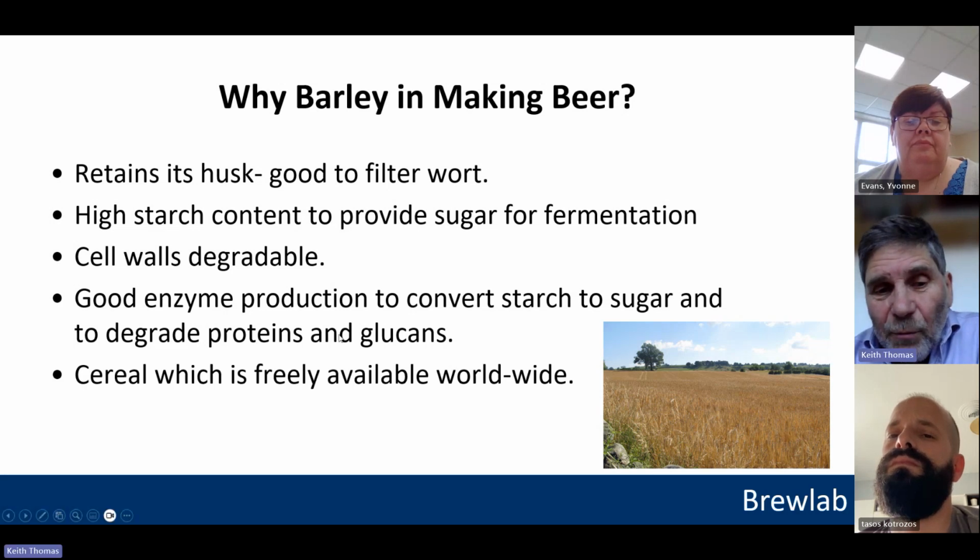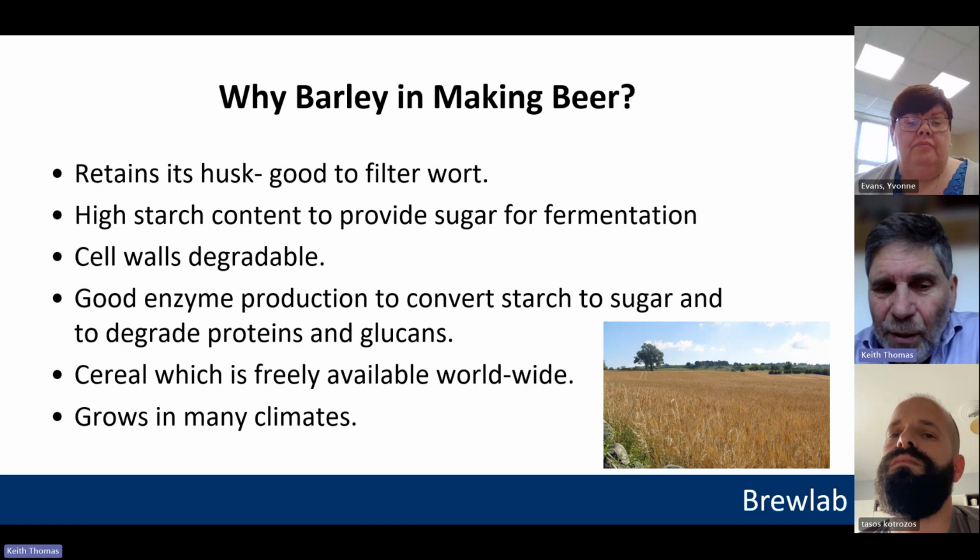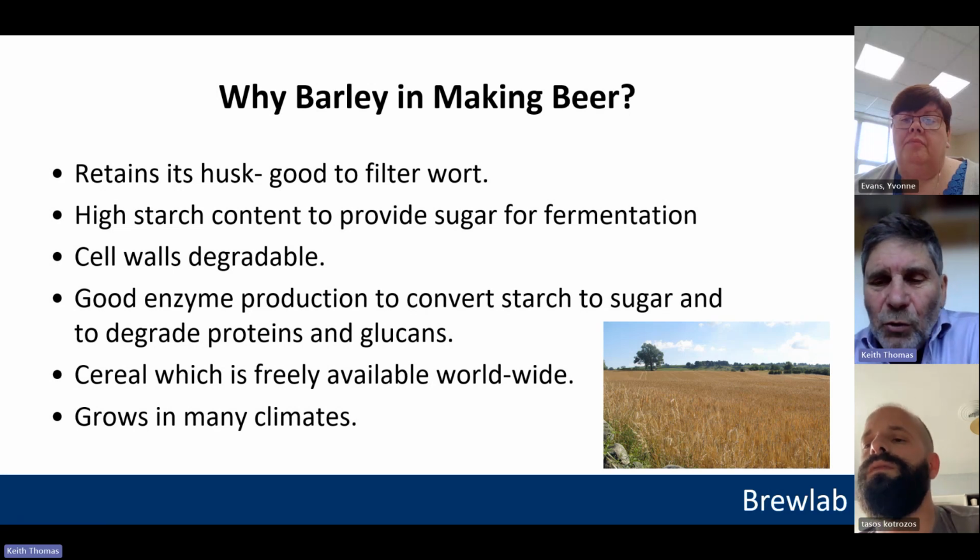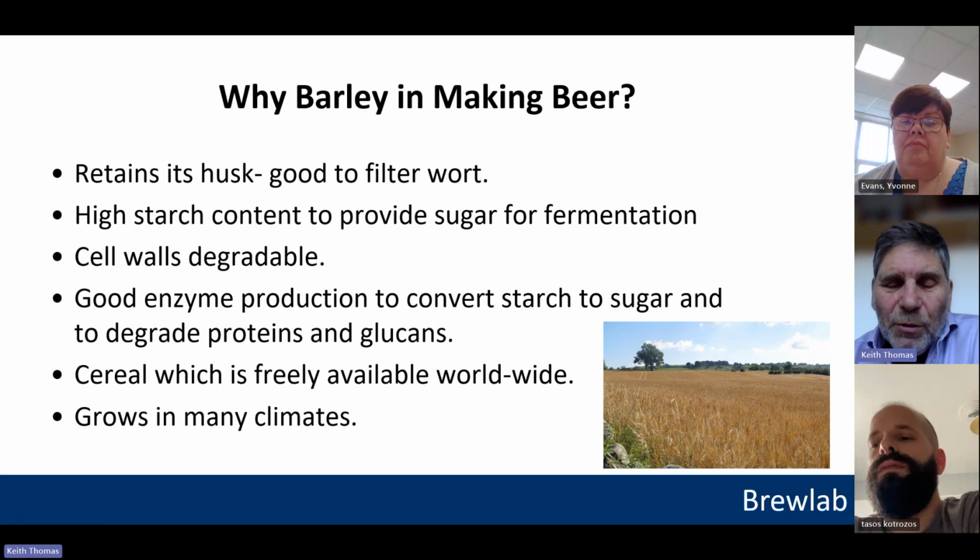It's also worth saying that barley is both freely available worldwide, it's transportable internationally, and it grows in many climates. And we'll talk about that in a minute, but you can have it produced locally. And again, if you were a small scale producer, you could associate with a farm to produce your malt, as long as you can get it to a maltster to do that.